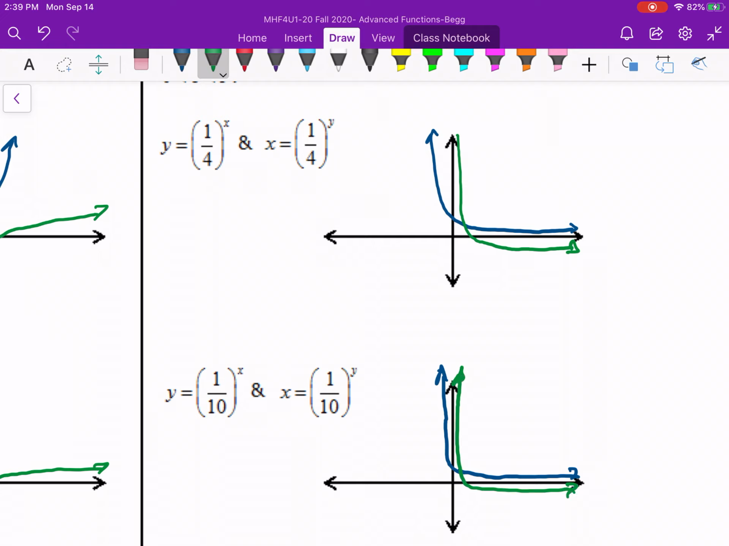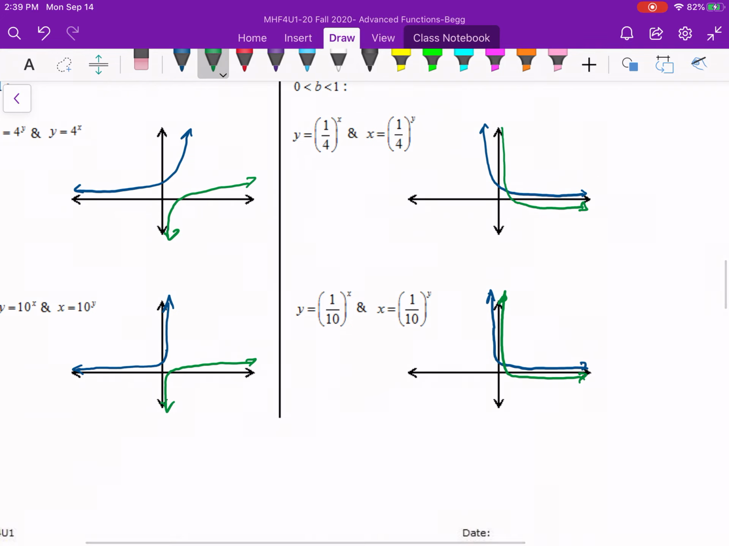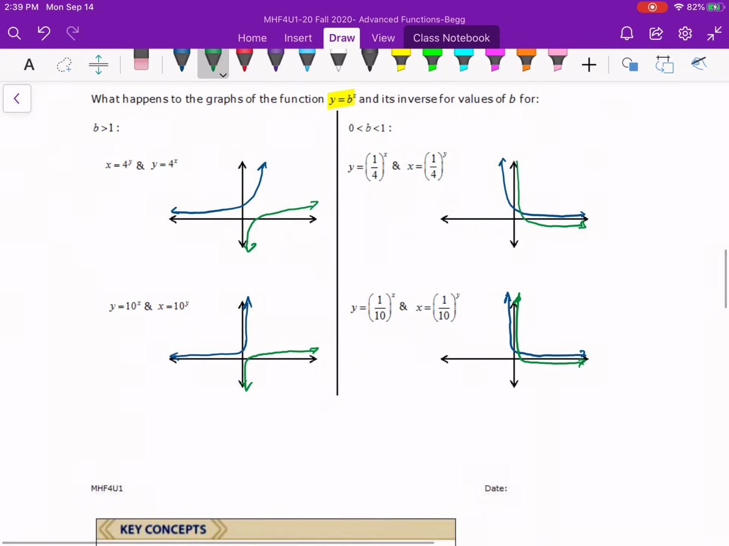They probably don't look much different in my sketches, but they're supposed to be a little bit more extreme as the numbers get closer to 0 for the decay ones, and these ones are all called decay, and as the numbers get bigger for the growth, these are all called growth.